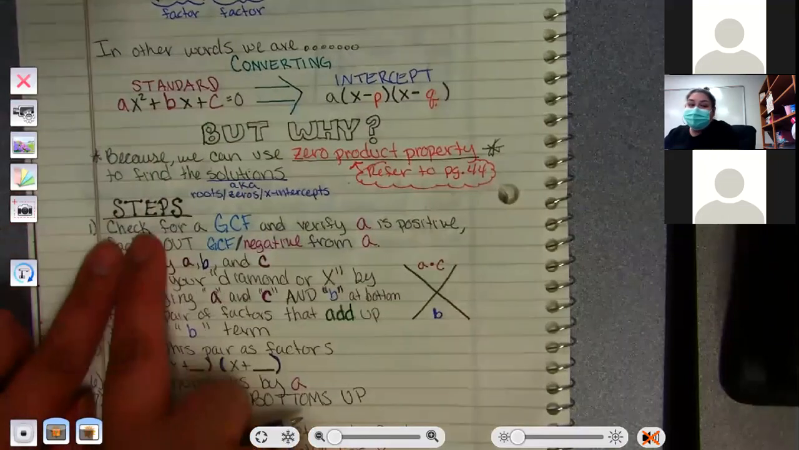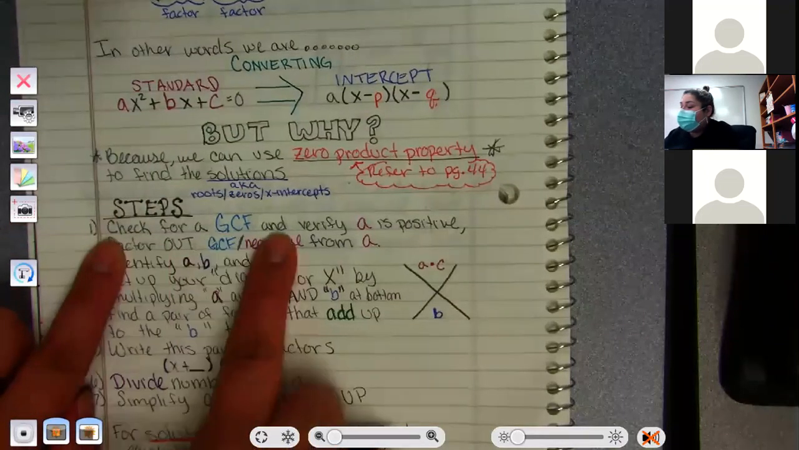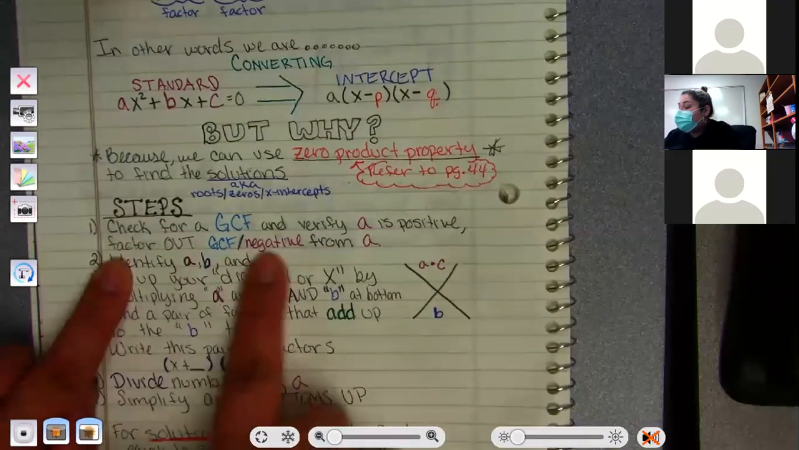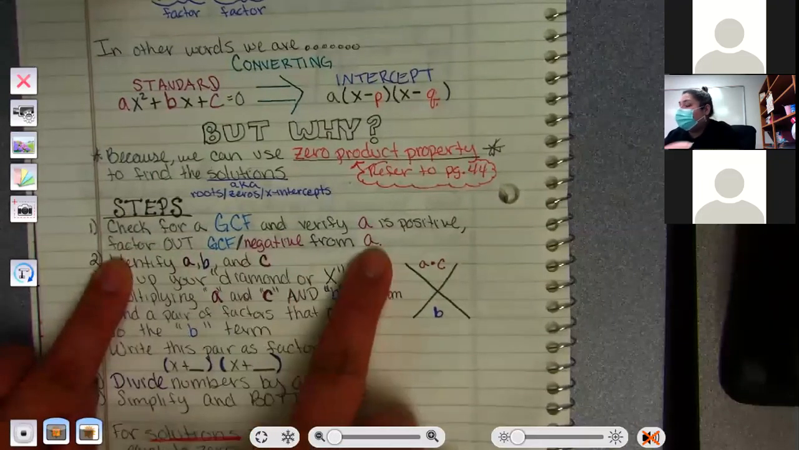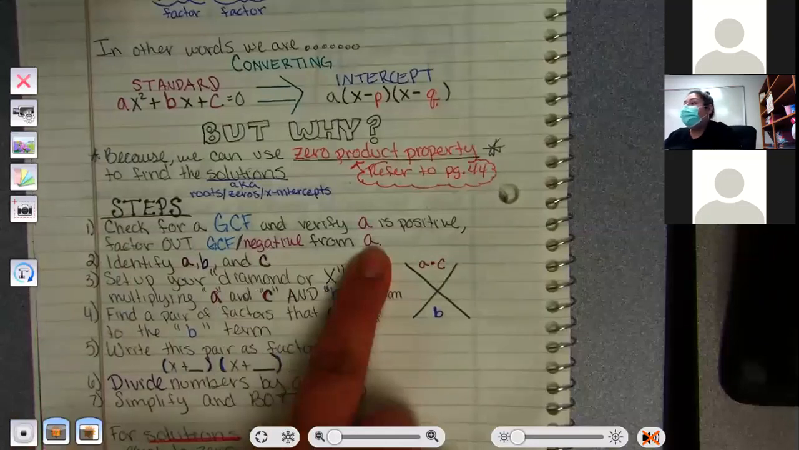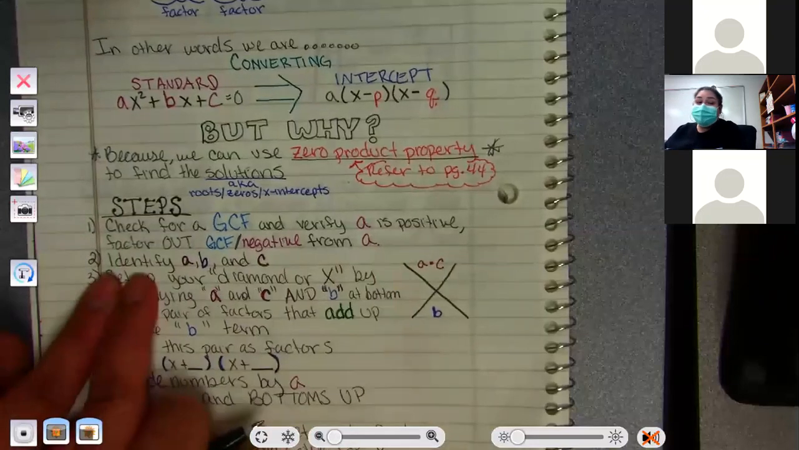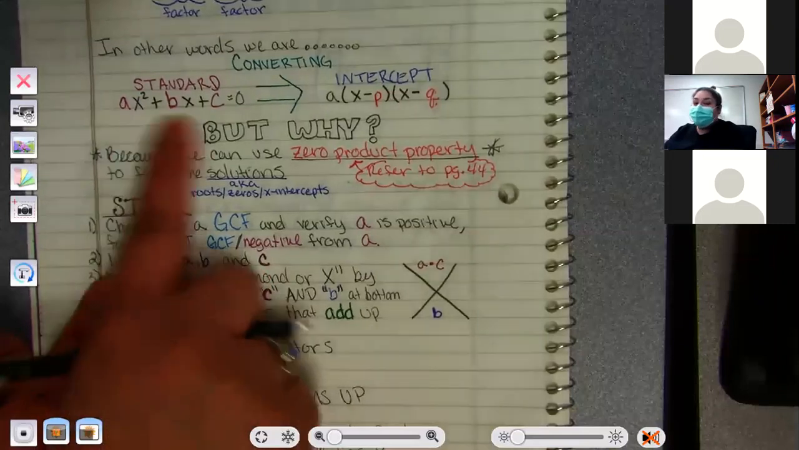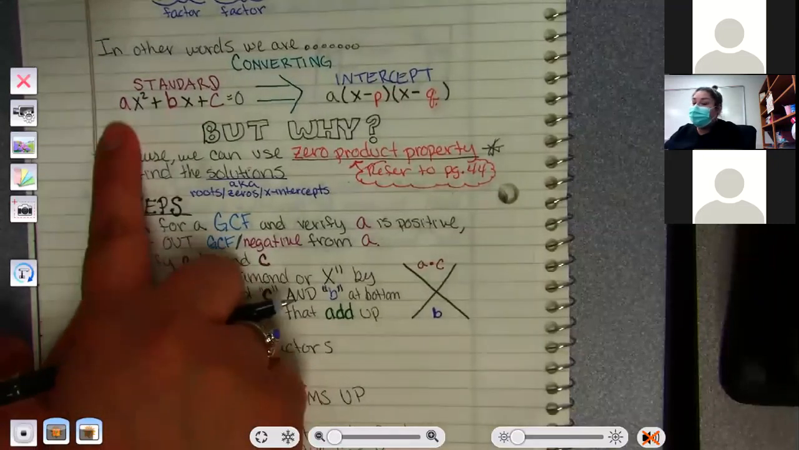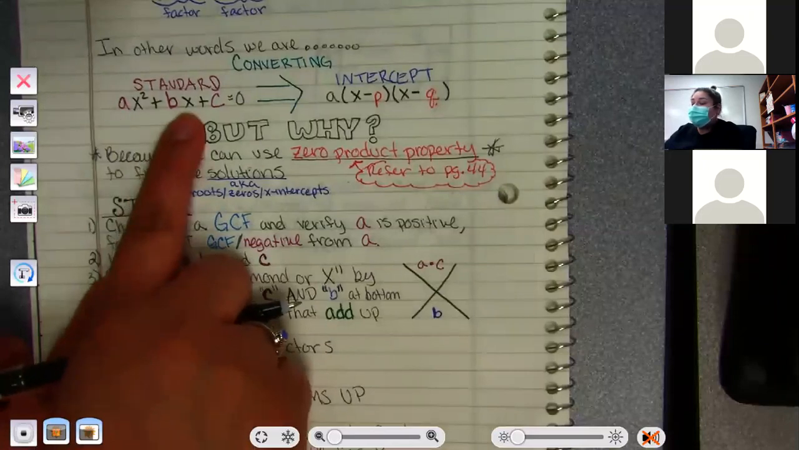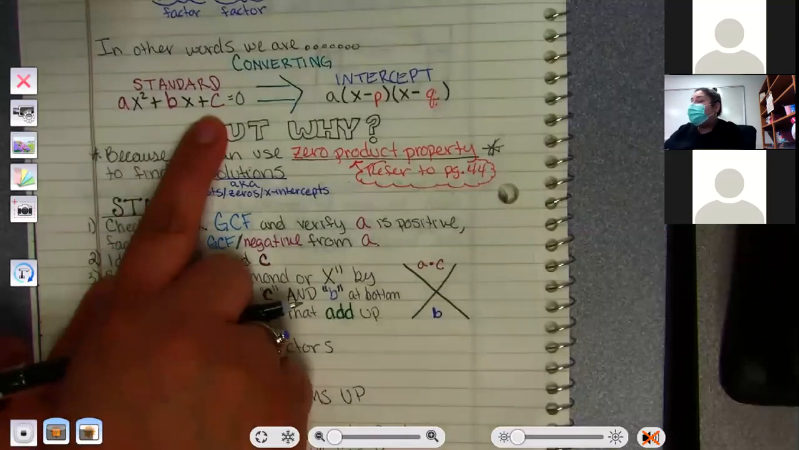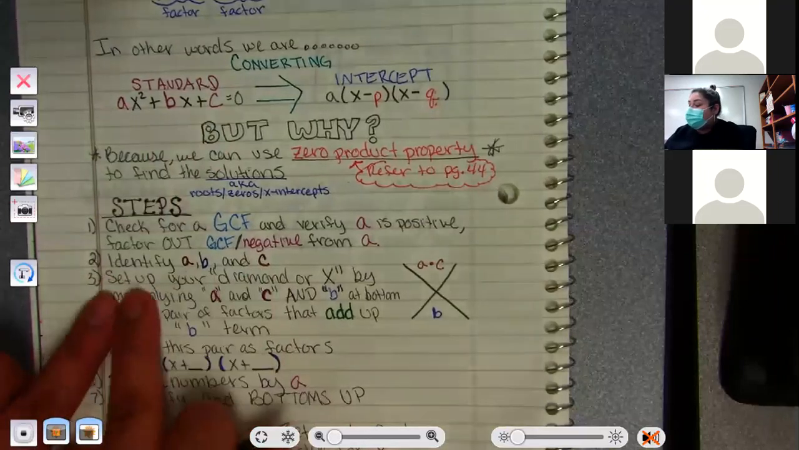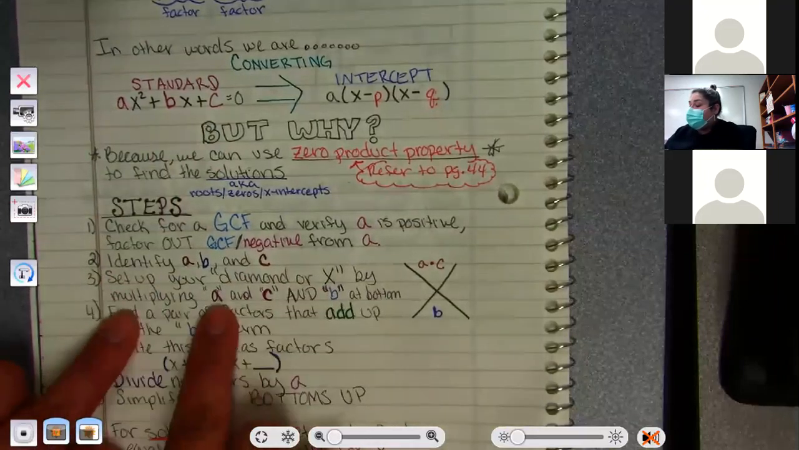Now, check for a greatest common factor and verify A is positive. Factor out the greatest common factor or the negative from A. And this will make more sense once we do one of the examples. Identify A, B, and C. Okay, and I just told you that from standard form, right? So A is always in front of the x squared, B is always in front of the x, and C is always by itself. Because I could put these in different orders, right? So you have to know which one's which. Set up your diamond or X by multiplying A and C and B.